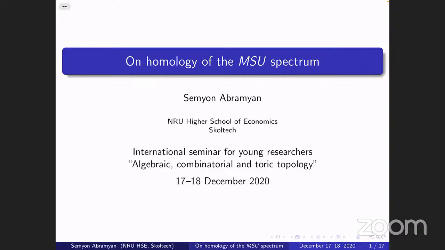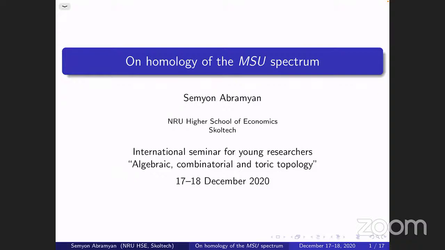The first fundamental result, due to Pontryagin and Thom, connects pure geometric Bordism theory with the stable homotopy theory. I will state the theorem in a few minutes, but now a few words.